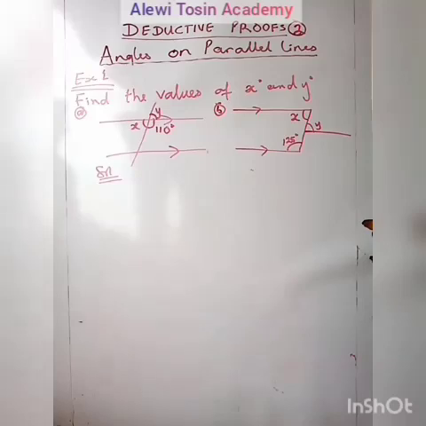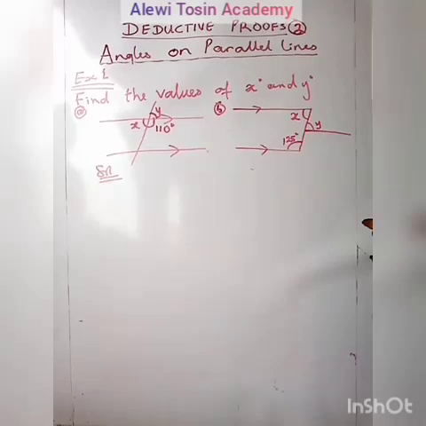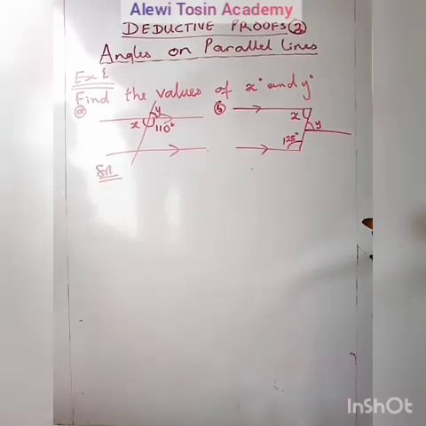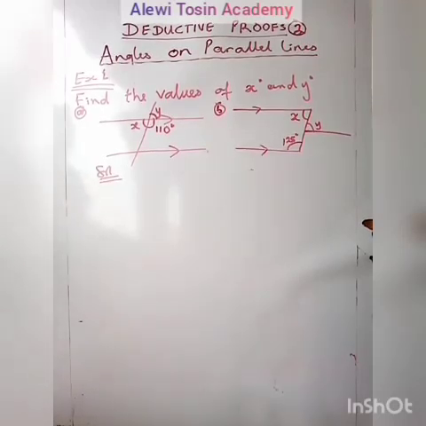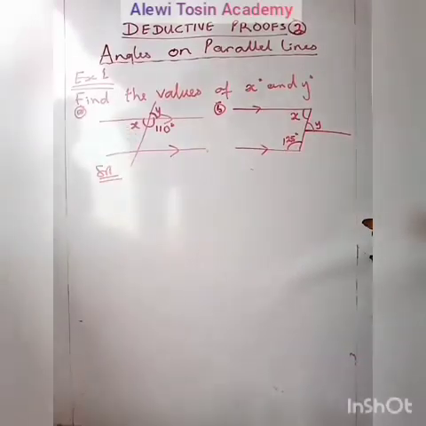Now, this is the second part of deductive proofs. We are still on angles on parallel lines. Last class, we were able to discuss the concept of alternate angles, corresponding angles, and vertically opposite angles. Also, adjacent angles. Now, let's look at this question. Find the values of x and y.